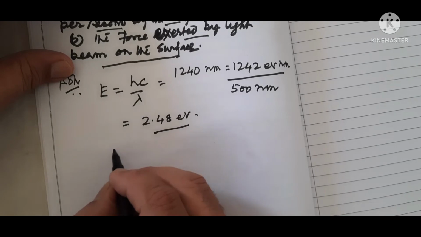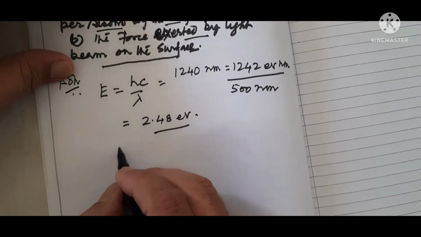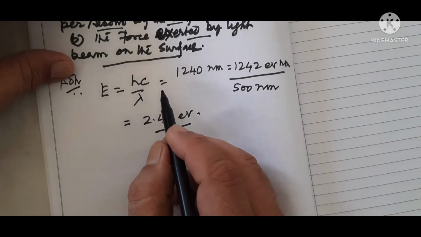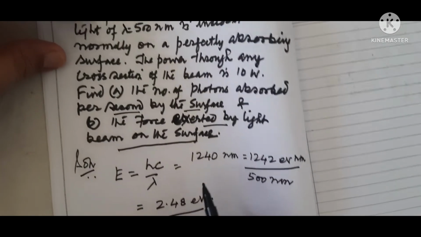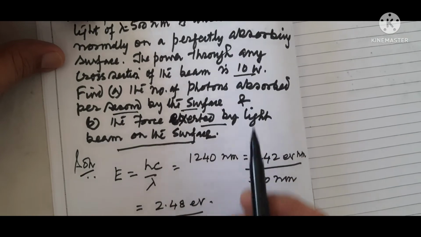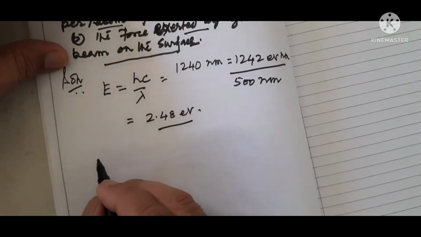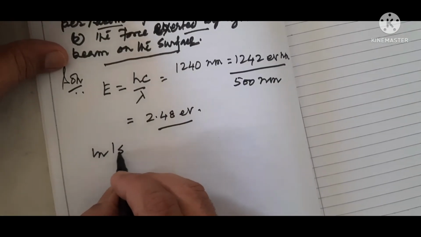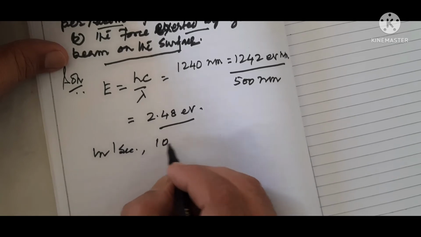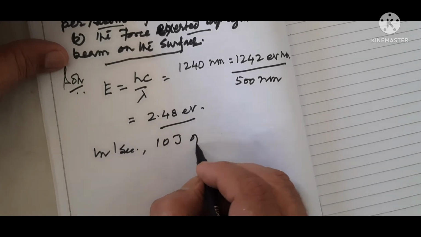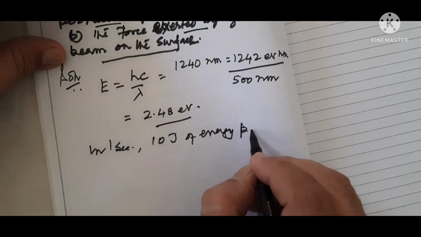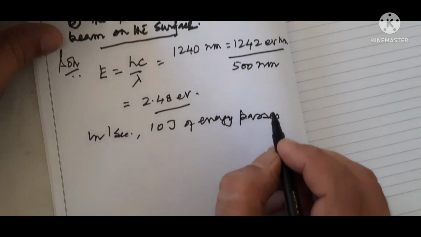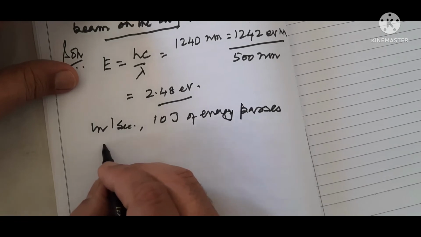See? So now the point is, this much energy. So in 1 second, here it is given 10 watt. So we can write, in 1 second, 10 joule of energy passes through any cross-section area.